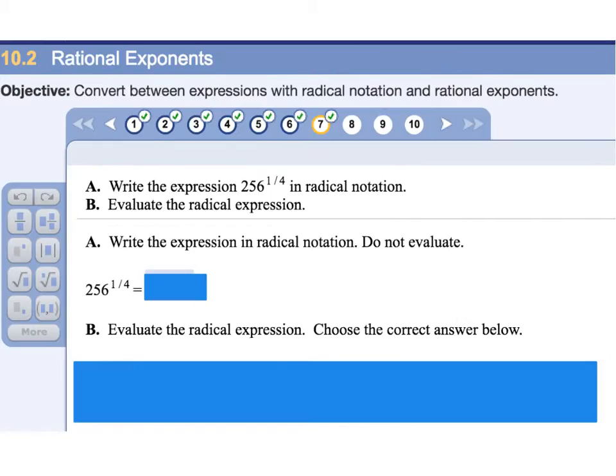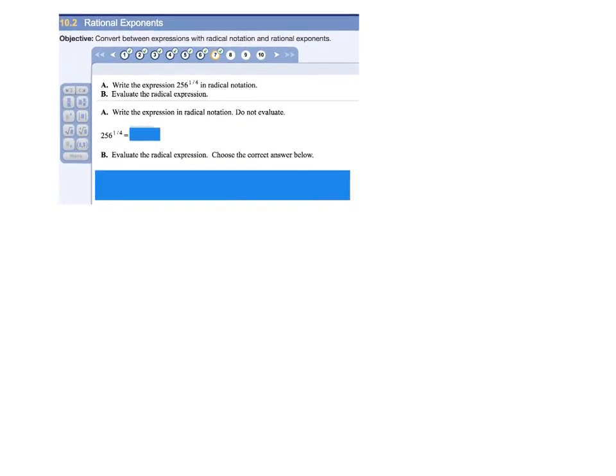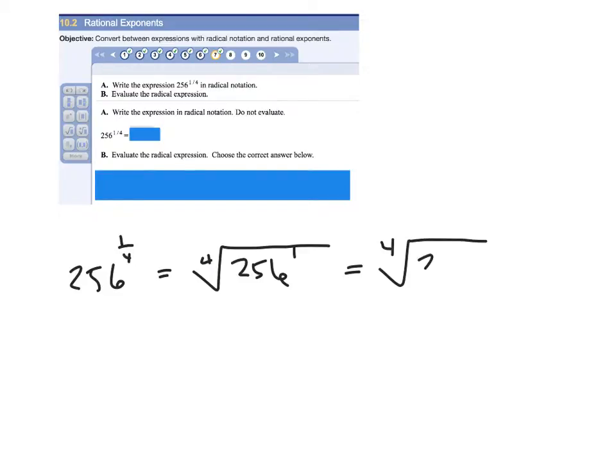So we have another two-parter. We're supposed to rewrite this in radical notation, and then we're supposed to get the answer. So when we do that, 256 raised to the 1/4 power becomes the fourth root of 256 to the first power, which really is the fourth root of 256. So that's the first part of the answer. Now the second part is to get the answer.